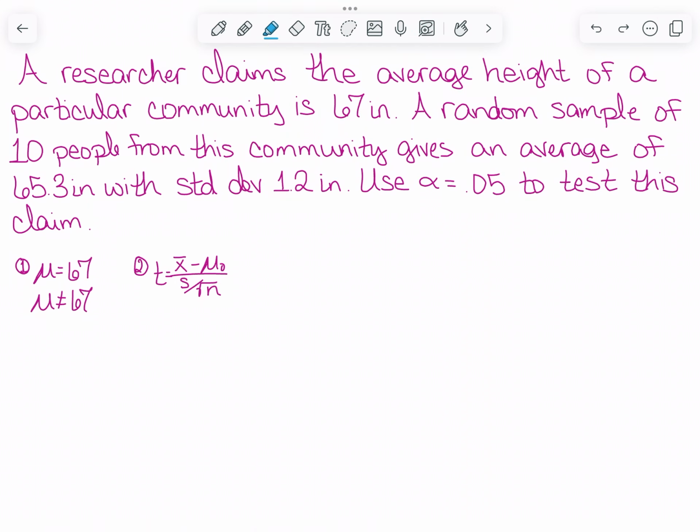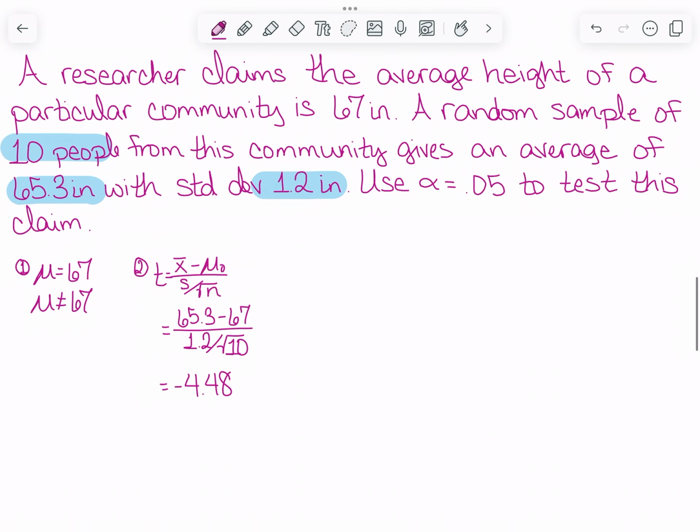I now need to calculate the test statistic. For this, I need x bar, which is 65.3, the sample mean. Mu naught is 67. S is my standard deviation of 1.2, and then n is my sample size of 10. Inputting these values into the formula and calculating them gives my test value of negative 4.48.